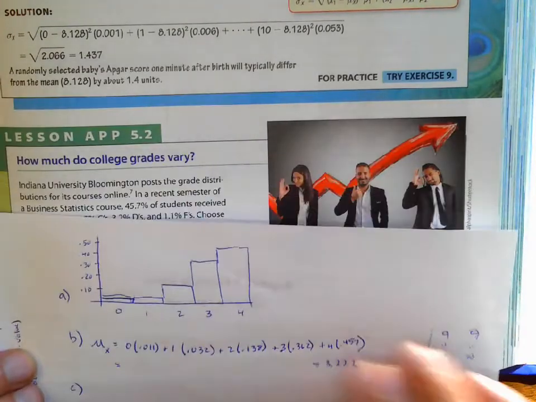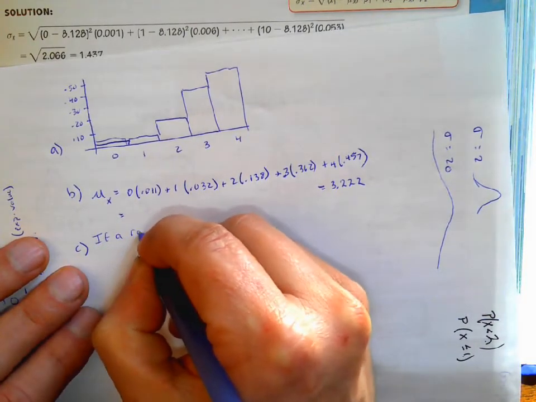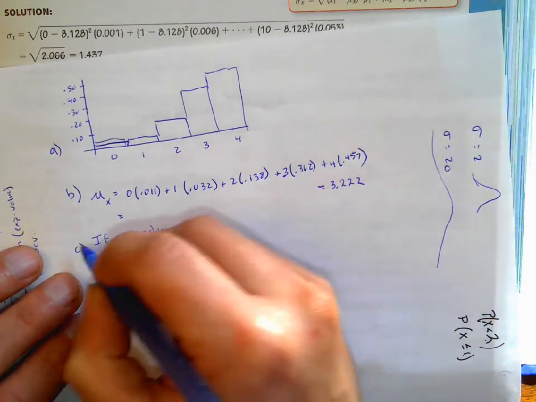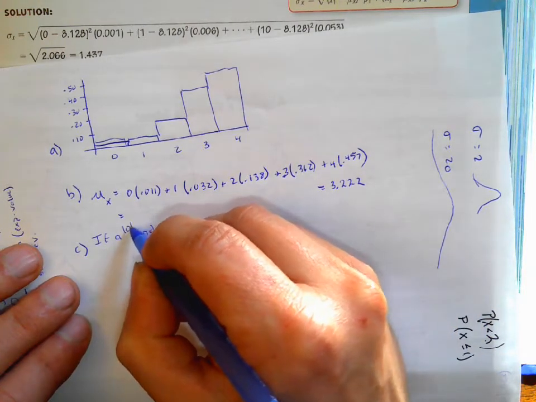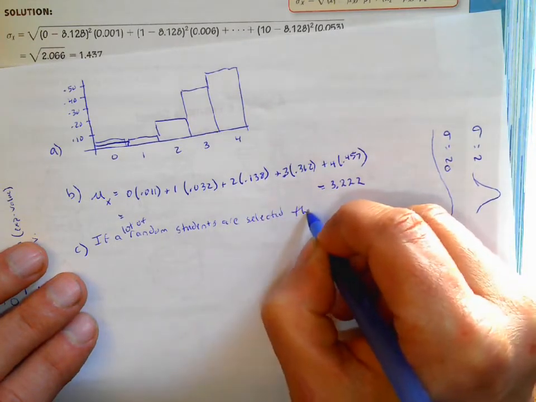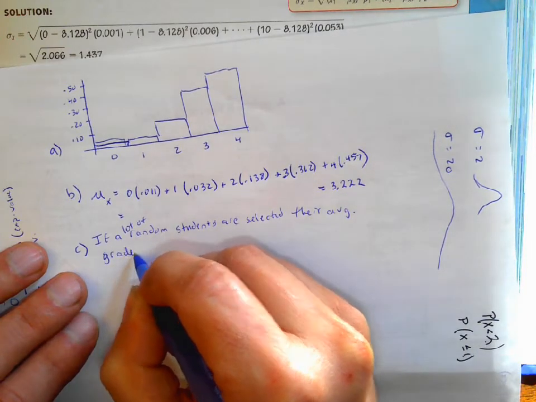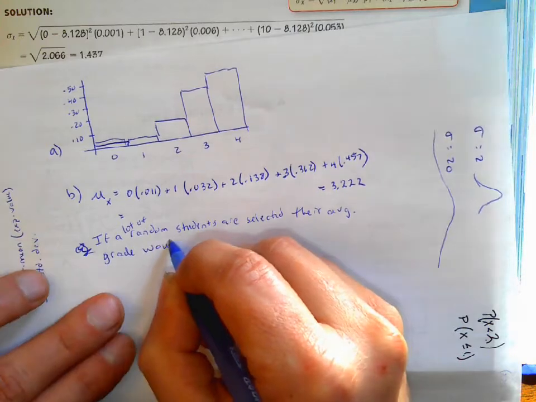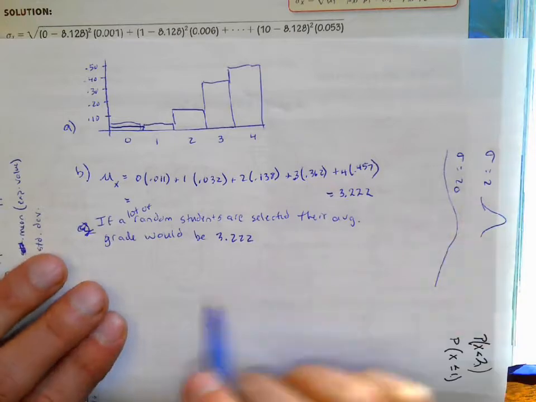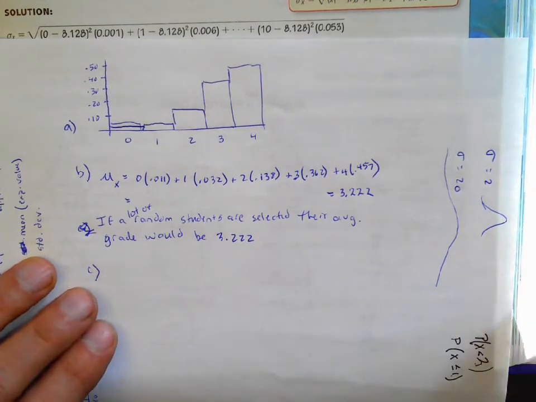If a lot of random students are selected, their average grade score would be 3.222. Okay, so I just picked a bunch of random students and found their mean. I would expect to have a mean about that. Okay, so part C is to find the standard deviation.